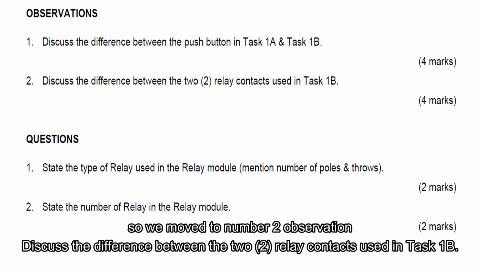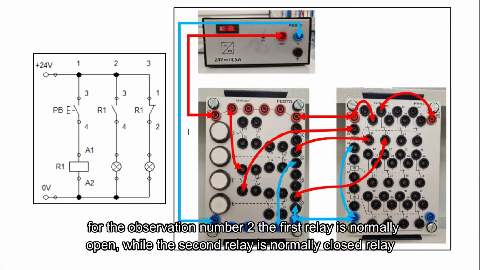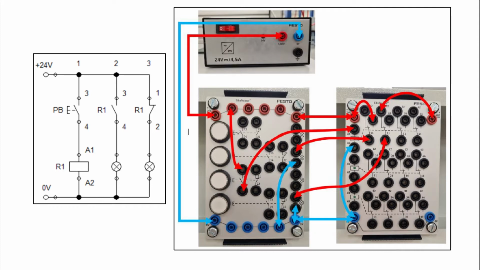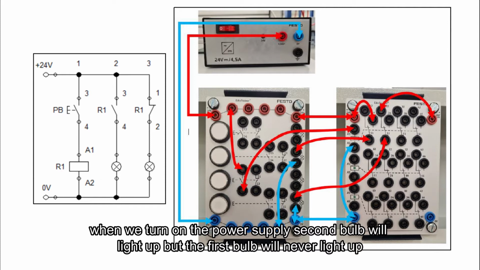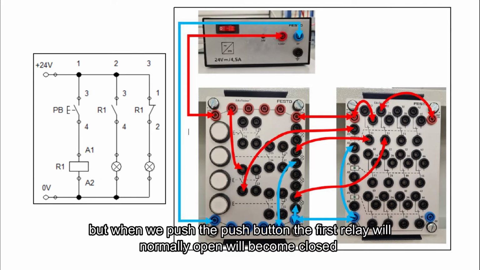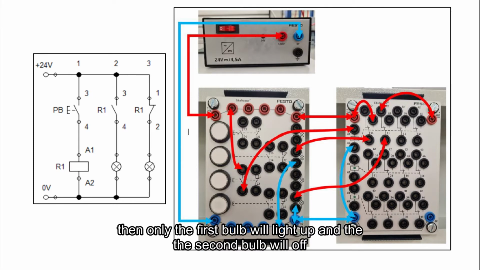So we move to observation number 2. Discuss the difference between the two relay contacts used in task 1B. The first relay is a normally open relay, while the second relay is a normally closed relay. When we turn on the power supply, the second bulb will light up, while the first bulb will never light up. But when we push the push button, the first relay, which is normally open, will become closed, then only the first bulb will light up and the second bulb will turn off.